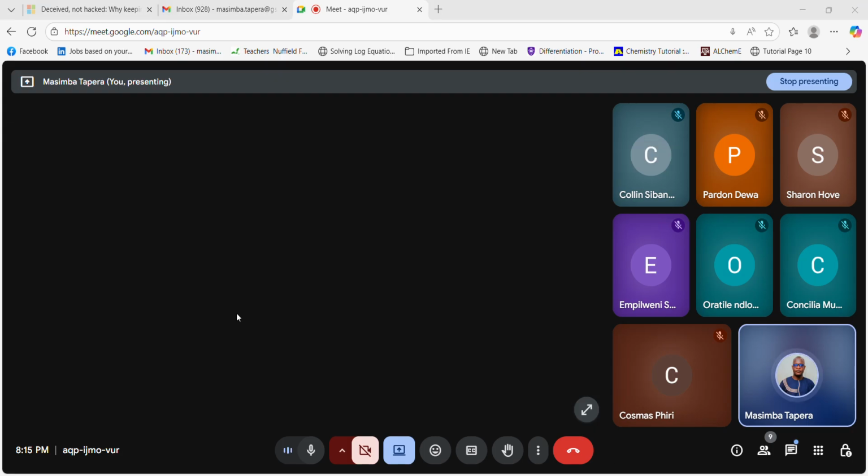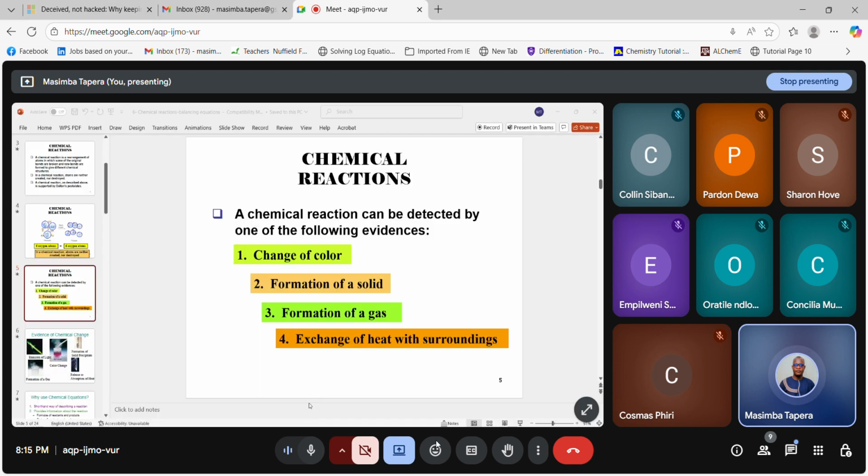Okay, let's move on to the next slide, in which we are going to describe the evidence of a chemical reaction occurring. How do you get to know that a chemical reaction is occurring? Chemical reactions usually can be detected by different aspects. For example, we can talk of a color change. It can tell us whether a chemical reaction occurred or not.